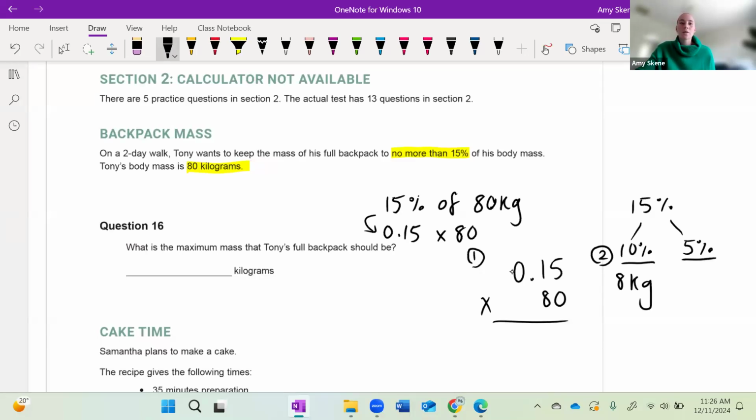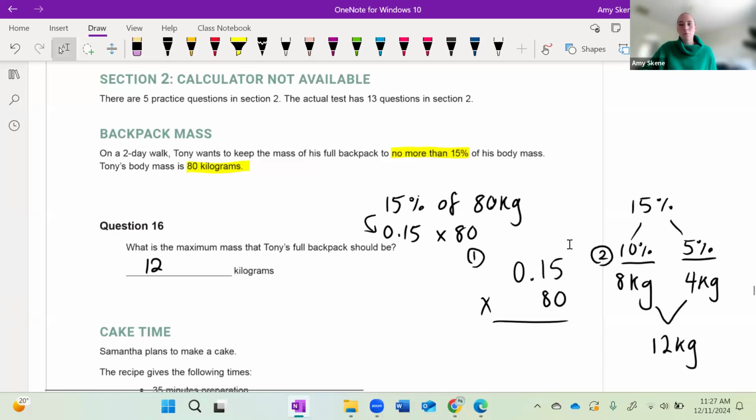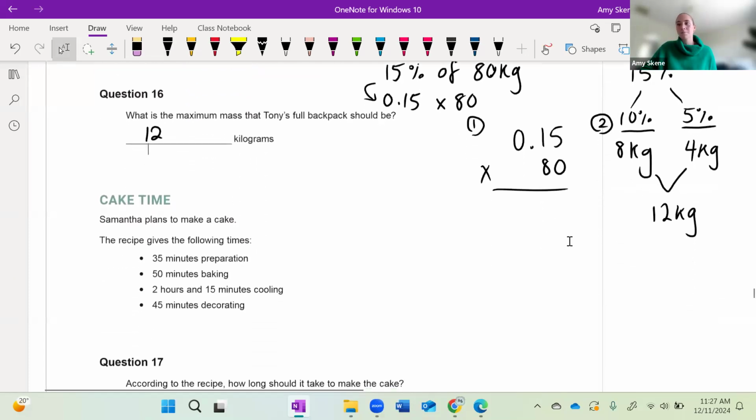And then because we know that 10% is 8 kilos, 5% in relation to 10% is half of that number. So I'm just going to half 8, and then I've got my 5%. So 8 kilos is 10% of 80 kilograms, and 5% is 4 kilograms. I'm going to add the 2 together because remember we're actually calculating 15%. So 8 plus 4 is 12 kilograms. So the maximum mass that Tony's full backpack should be will be 12 kilograms.